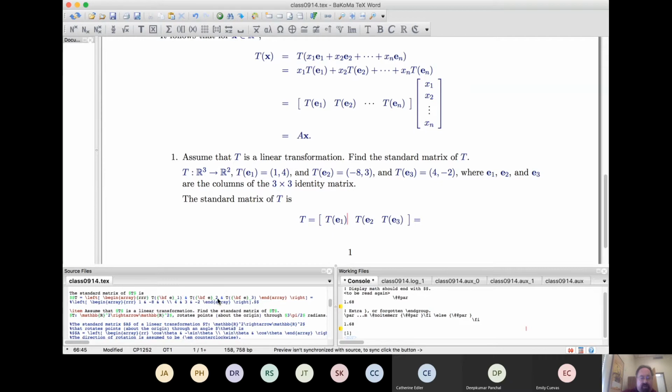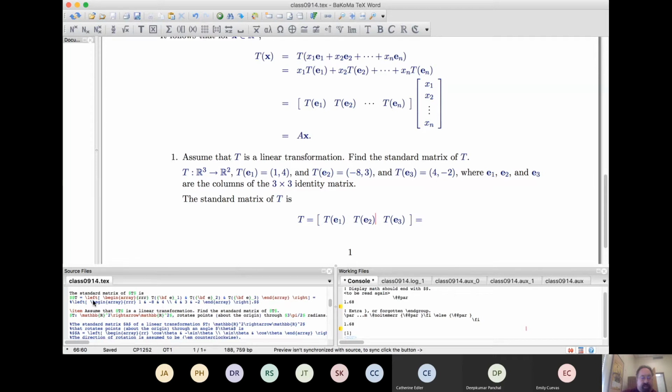Okay. Oh, and here too. All right. So first, we look at what does T apply to each of these. Now, in some problems, you might be given T in a different way. Like you might be given a formula for T, and then you have to work these out: T of e1, T of e2, T of e3. But here we're given them to you.